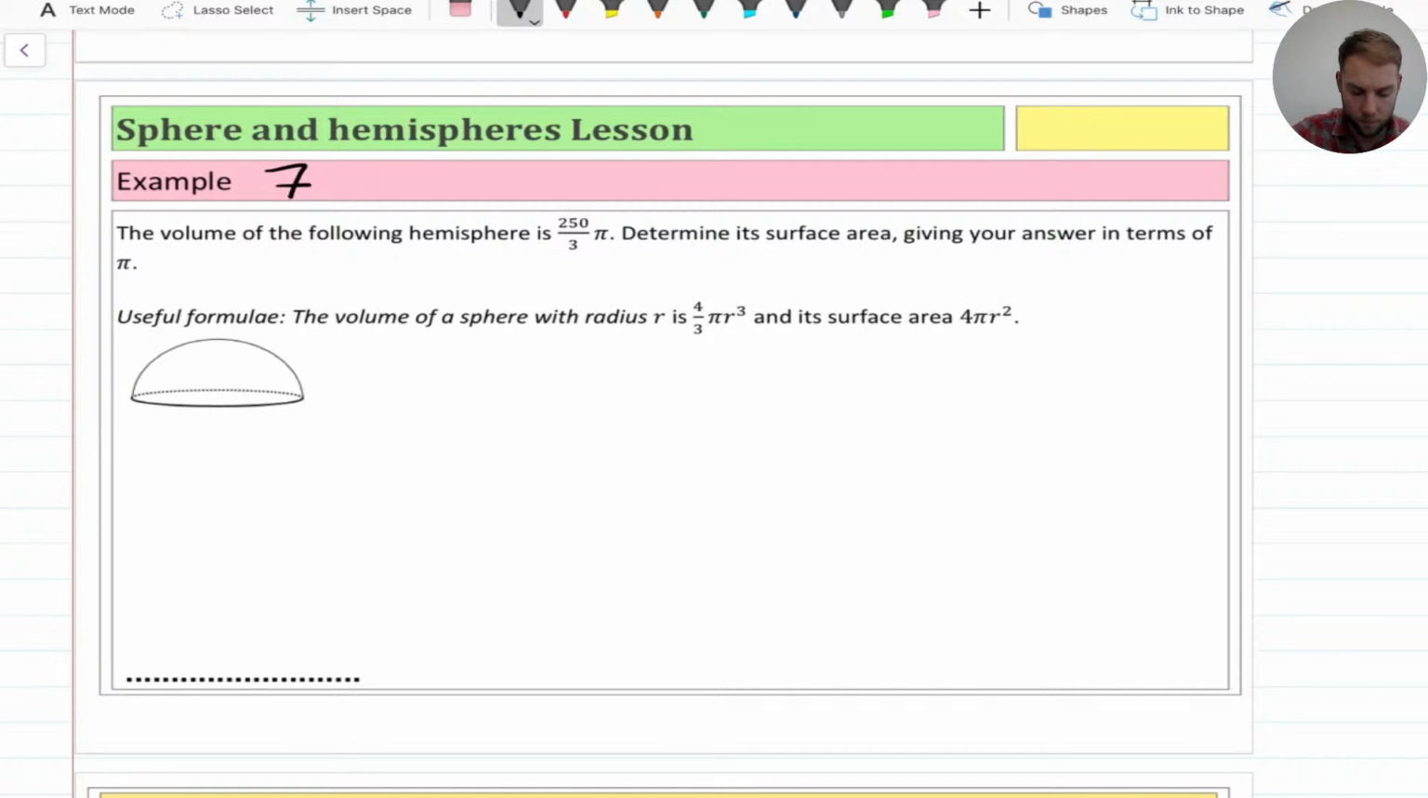So, with this one here, now this is more like what a question comes up like. This will come up towards the end of the paper. It's usually towards the end. And we're linking two things together. So it says here, the volume of the hemisphere is this. Determine the surface area, giving its answer in terms of pi. And they've given us the two formulas that we need to know.